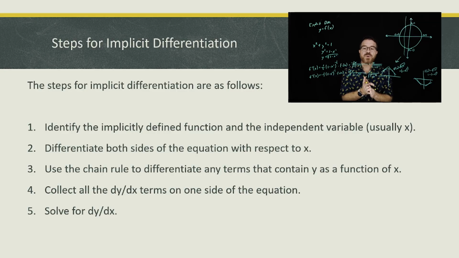Number 3, you're then going to use the chain rule to differentiate any terms that contain y as a function of x within them. You're then going to collect all of the dy/dx's to one side of your equation and everything that does not have a dy/dx term to the other side of your equation. And then you're going to solve for dy/dx, and this will give you the derivative of y with respect to x as an implicit function which has both x's and y's. So it's looking at, as x and y change, how does the rate of change change?